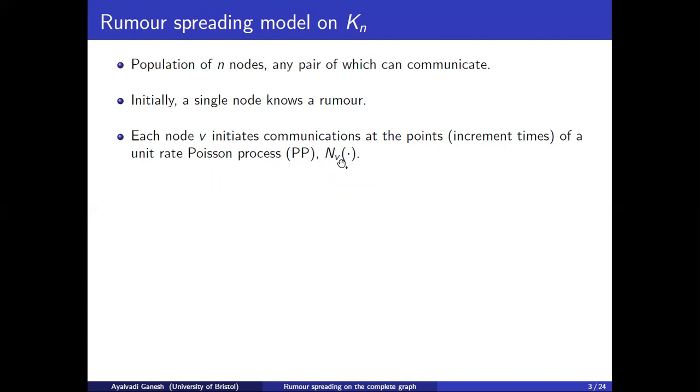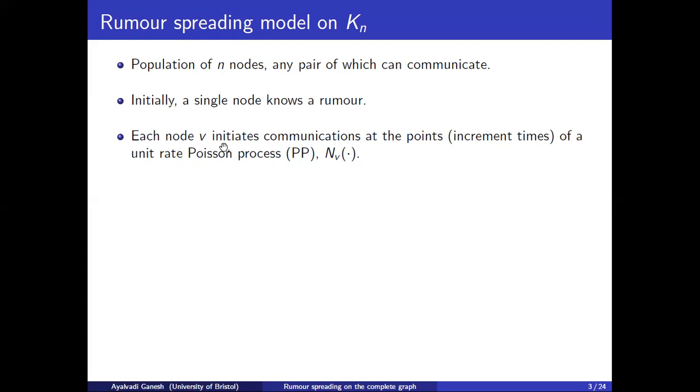So recall that this is a counting process. It starts at 0. After a random time, it goes up to 1. After another random time, it goes up to 2, and so on. And these jump times, the times at which the counts increase by 1, these are called the increment times. And these will denote the times at which the node chooses to spread the rumor.